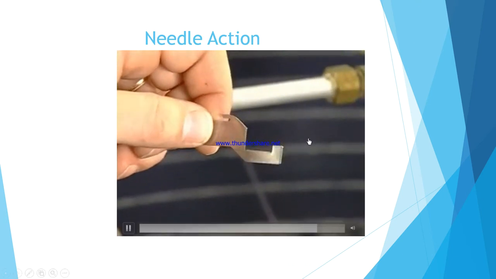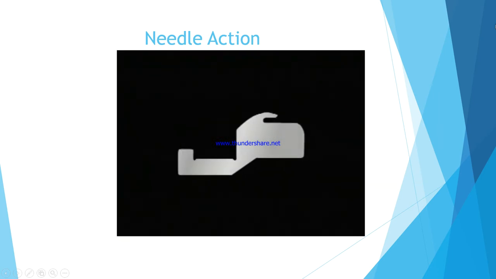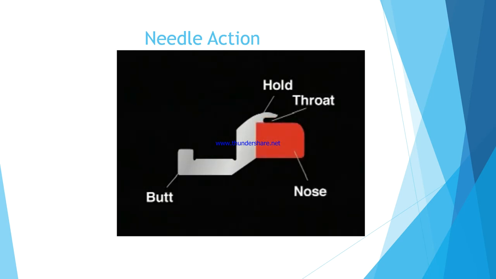It's a thin steel element with a distinctive shape. This illustration highlights the parts. A sinker has a butt with a place to insert a cam. It has a hold, a throat, and a nose.